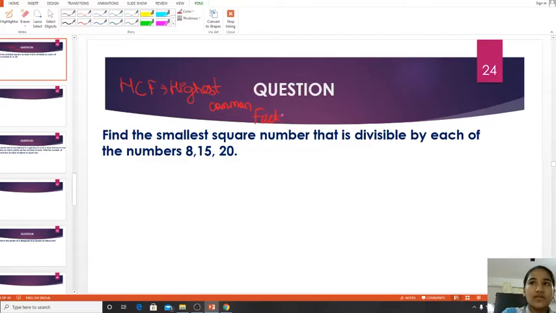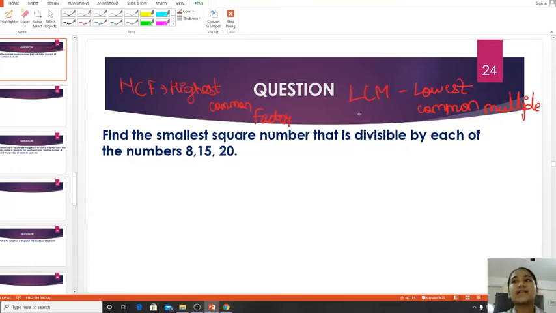Right? So if this is known, are you all aware about LCM? Lowest common multiple? Okay. So then, in this question we have to deal with LCM. That's why I have asked you. So first we have to find the LCM of 8, 15 and 20.